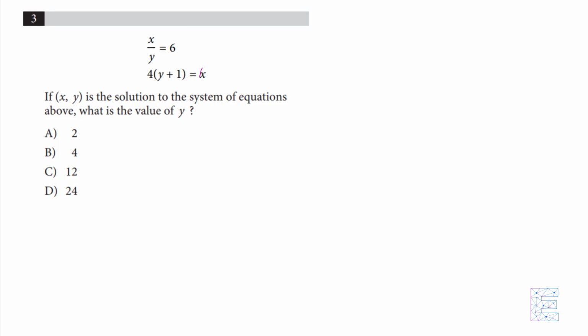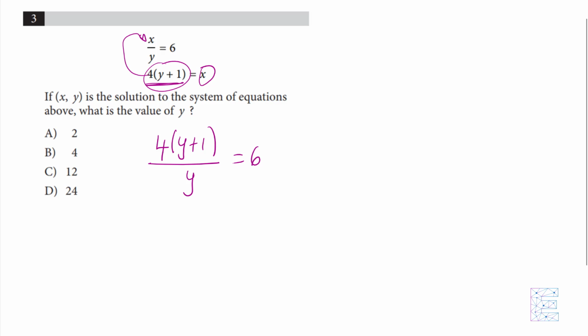Why do we know this? Because we have a variable that's already isolated. We know x is 4 quantity y plus 1. So we can literally take this and plug it in right here. So let's do that. We would have 4 times y plus 1 over y equals 6. And since we want to solve for y, it need not be a denominator. That's bad. So what we want to do is multiply both sides by y, like so.